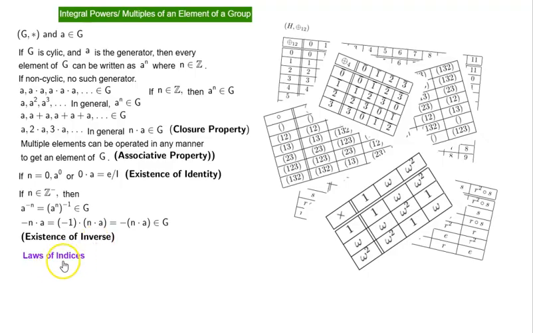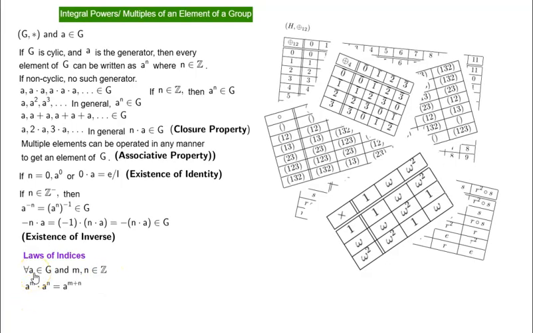Now we have laws of indices or laws of exponents. For all a in G and m and n in the set of integers, a to the power of m times a to the power of n is equal to a to the power of m plus n, and a to the power of m, to the power of n, is equal to a to the power of m times n. So that was laws of indices.